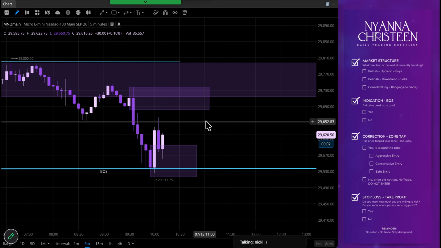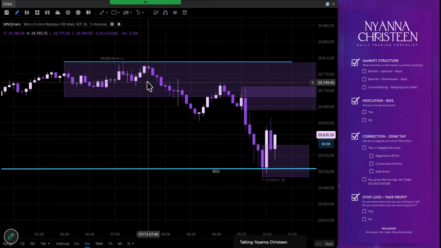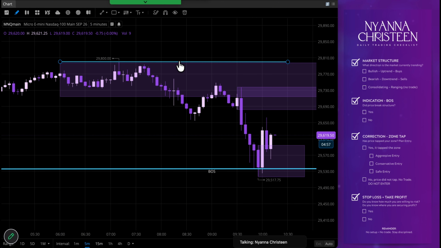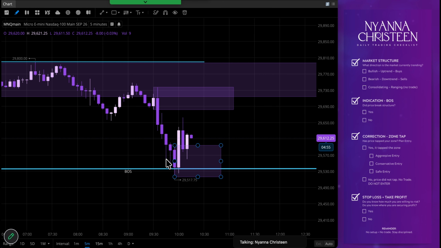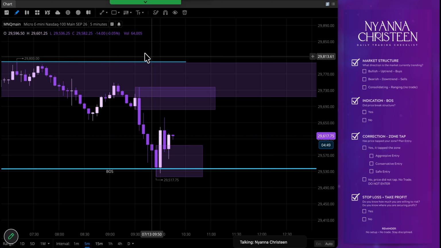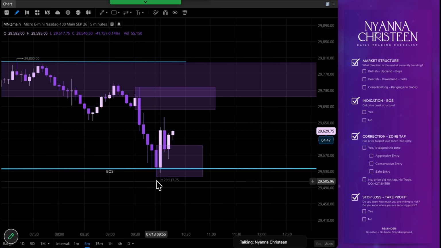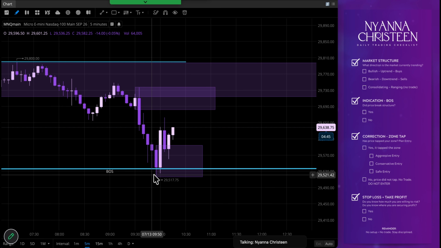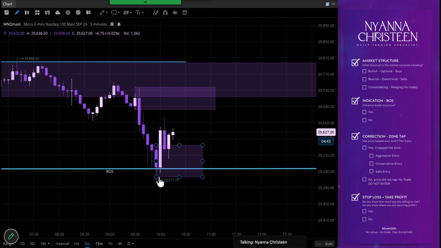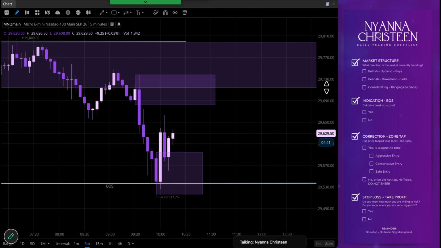For example, we knew that if we wanted to take buys, price needed to break this structure up here. And if we wanted to take sells, price needed to break this structure here to the downside. Nothing happened up here. And down here, yes, we did get that break of structure, but it was tiny. It wasn't enough. And tiny ones do work out, yes.